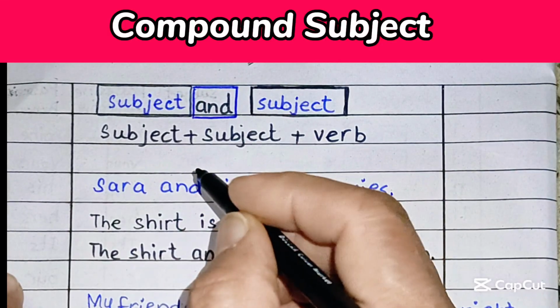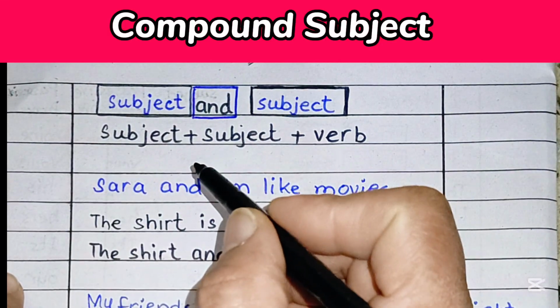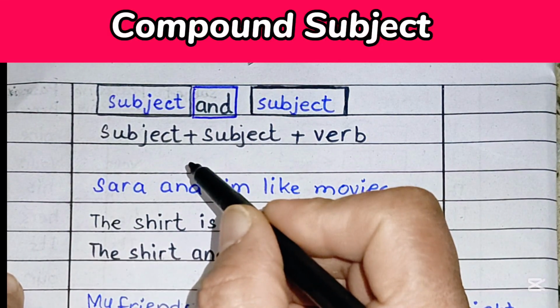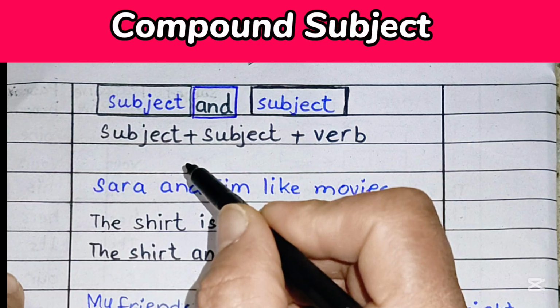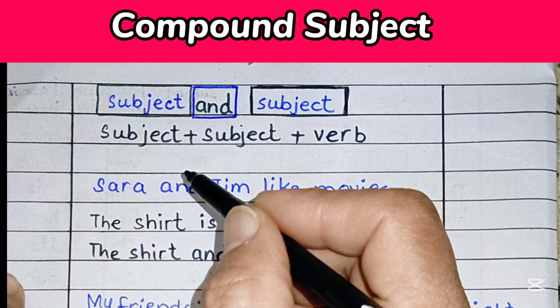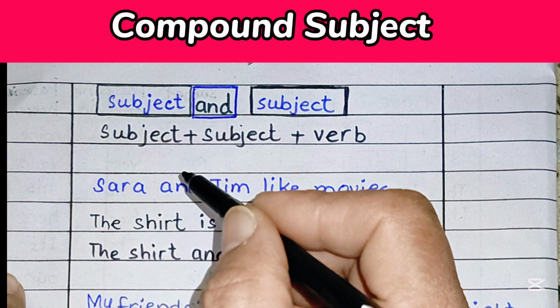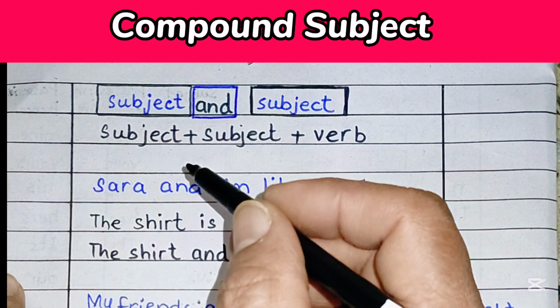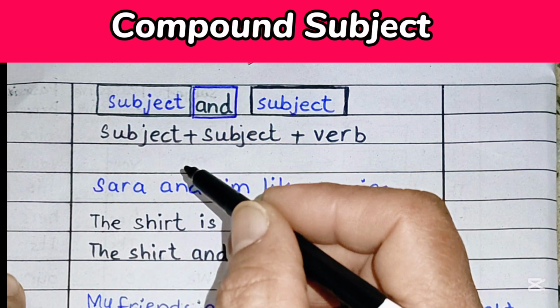Hi, in this video I'll talk about compound subjects and verbs. A compound subject is used when there are two subjects. They are usually joined with a conjunction such as and.